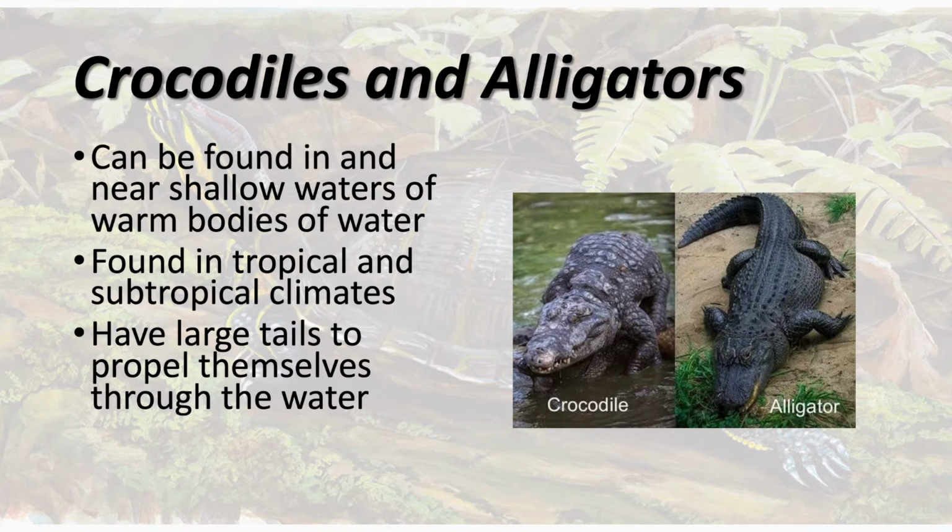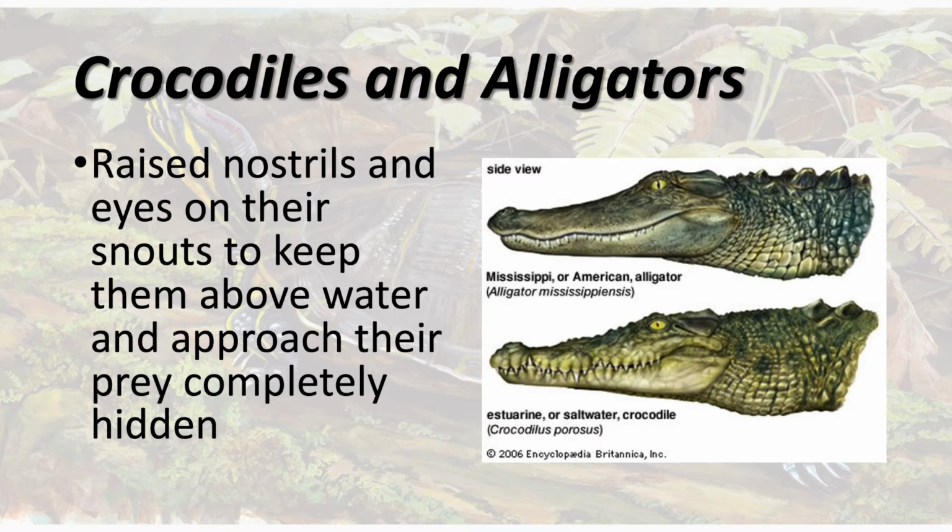All right, crocodiles and alligators. These are usually found in very shallow waters, and usually the water should be pretty warm for them. They are usually found in tropical and subtropical climates. That's why, if you watch a movie or something, they are usually in like the Amazon. And they have very large tails to help them move through the water swiftly. They usually move it back and forth, and then it's easy for them to glide and swim.